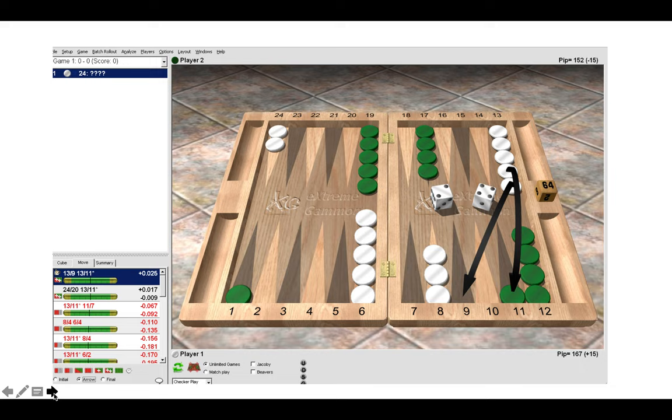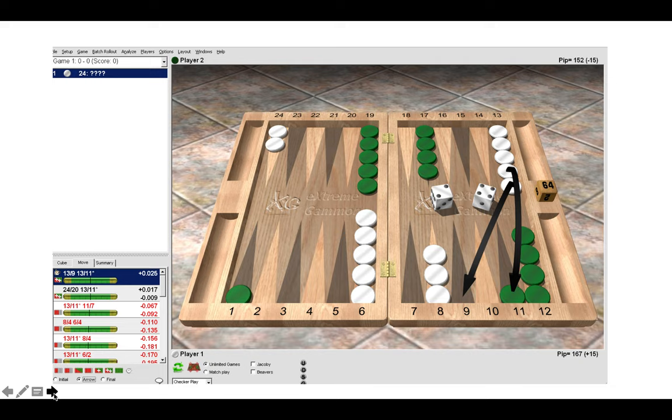Now this position is a good illustration of thinking about other plays. The automatic play would be to make the 4 point. It's a second best point, it's an asset, but making the four here would be a significant blunder. It's better to bring two down.